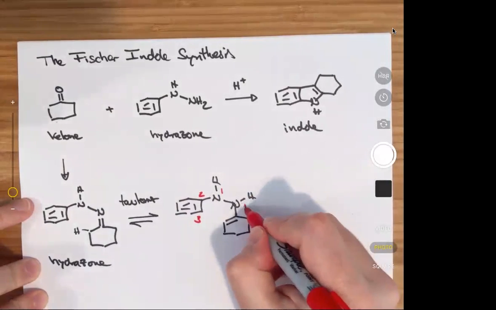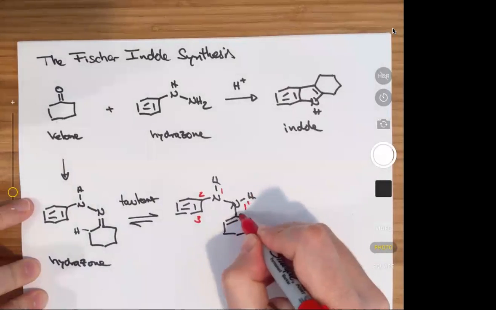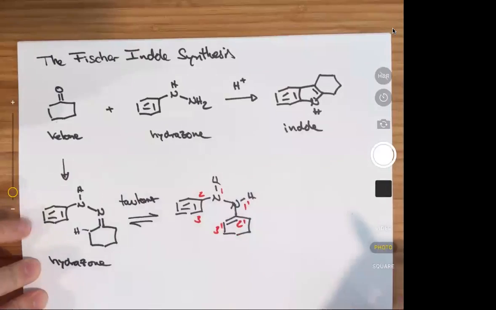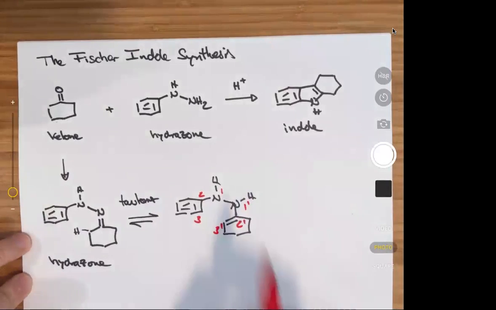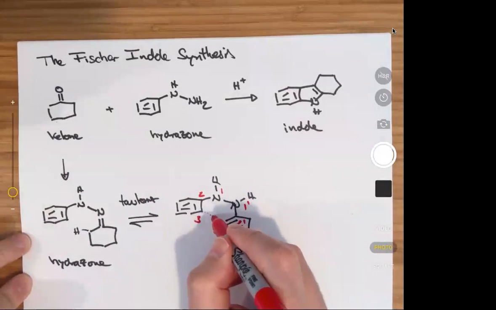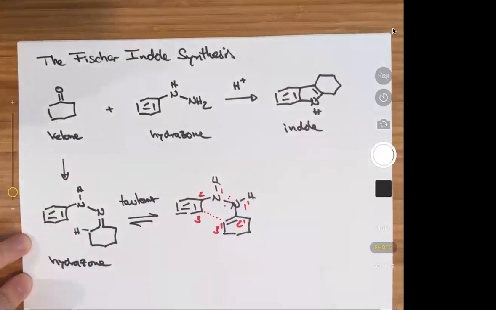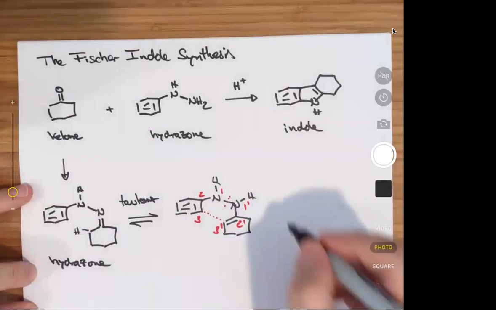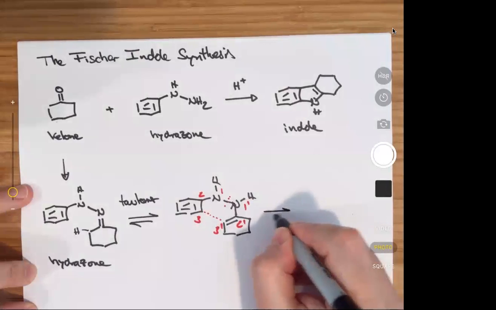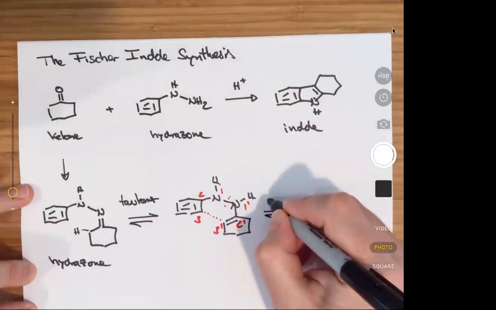And on this side, you have 1 prime, down here let's say 2 prime, and we have 3 prime here on this side. So again, the new bond that we're forming is the one between 3 and 3 prime, and the one bond that we are breaking is the one between 1 and 1 prime. So the next step for this is essentially the 3,3 sigmatropic rearrangement.